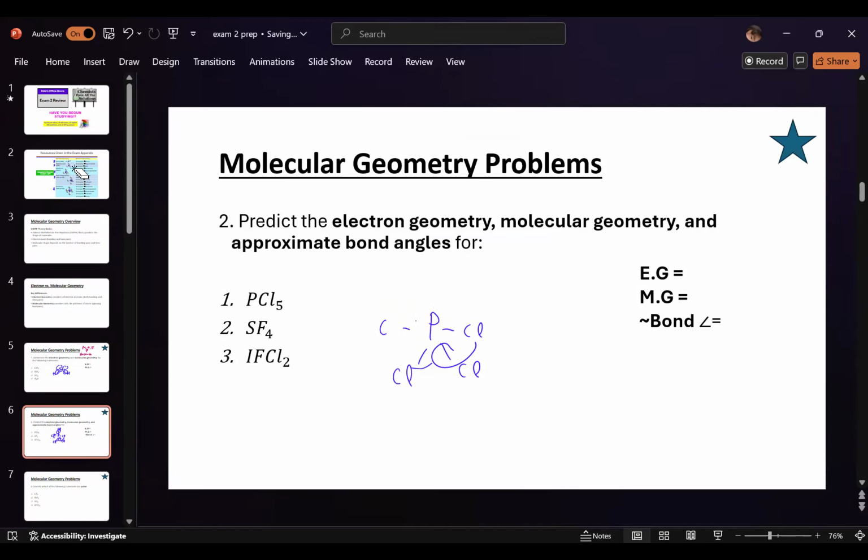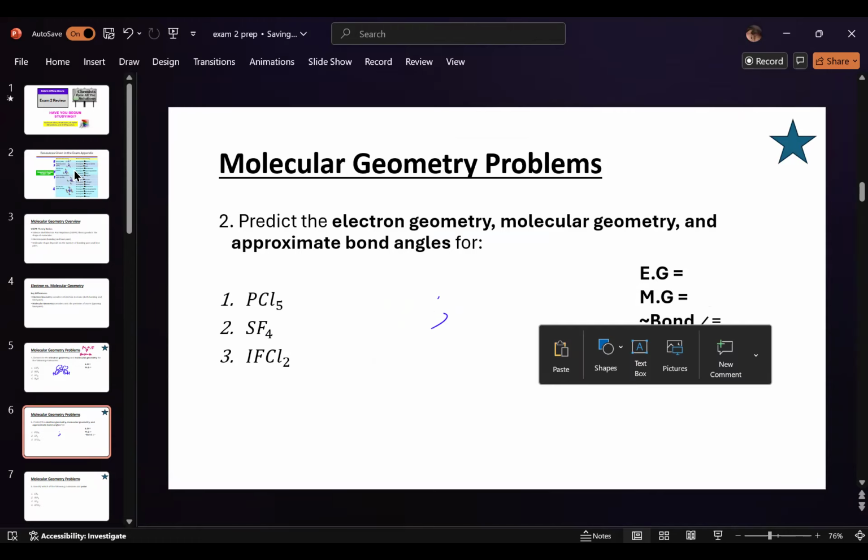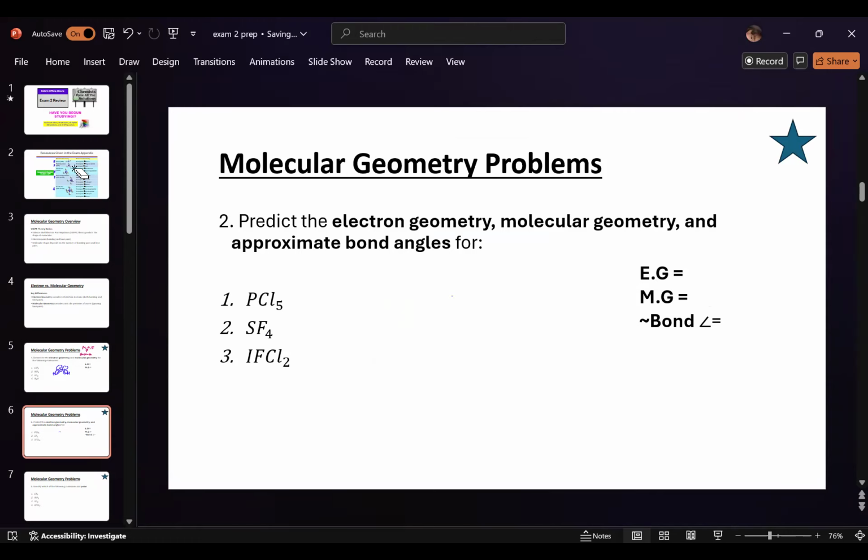Then I have SF4. SF4 will be drawn like this. Give me 1 second. My pen keeps connecting, not connecting. Okay. SF4. You have this. Oh, what is that? What is she drawing? What are those dashes and wedges? You will encounter this in Oracle, hopefully. This just means that it's in the front. The wedge and the dash means that it's in the back in a 3D space. Okay.